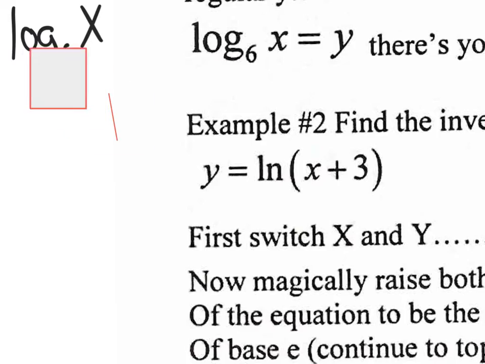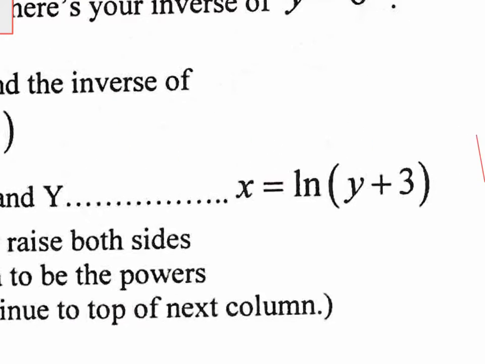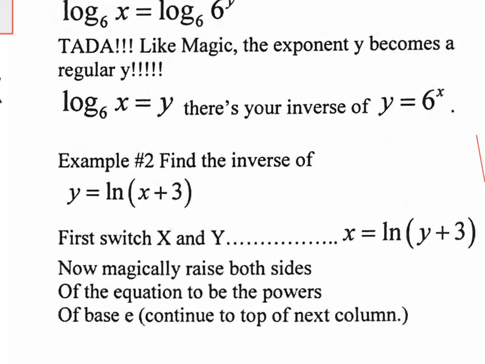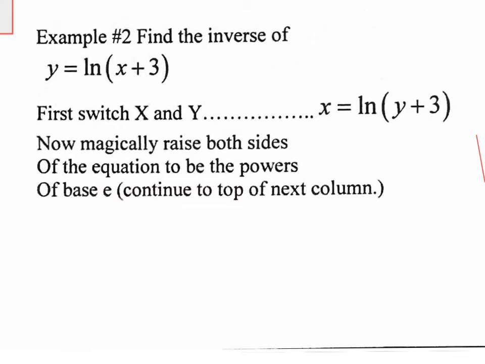Okay, let's move on to this next example. Example 2, find the inverse of y equals ln of x plus 3. So what is ln really? That's a natural log, but what kind of log is that really? Log base what? Common log is log base 10, but natural log is log base e, right? e is an irrational, crazy decimal, right?